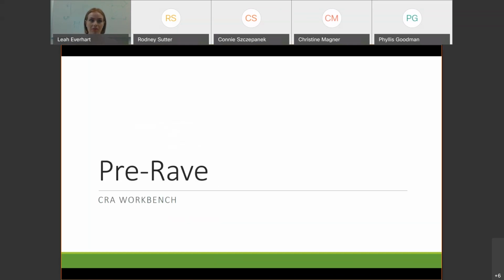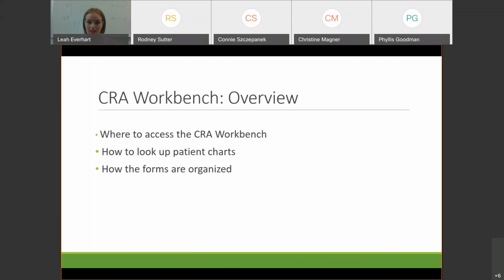So first I'm going to talk about the pre-RAVE system, the CRA workbench. Next slide. And in the interest of time, we're only going to cover how to access the CRA workbench, how to look up patient charts, and we'll take a look at how the forms are organized. But if you have any further questions about the CRA workbench, please reach out to your data coordinator. Next slide.